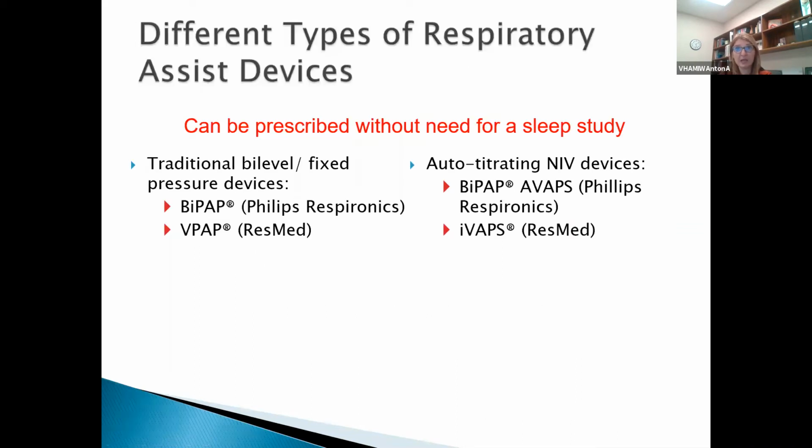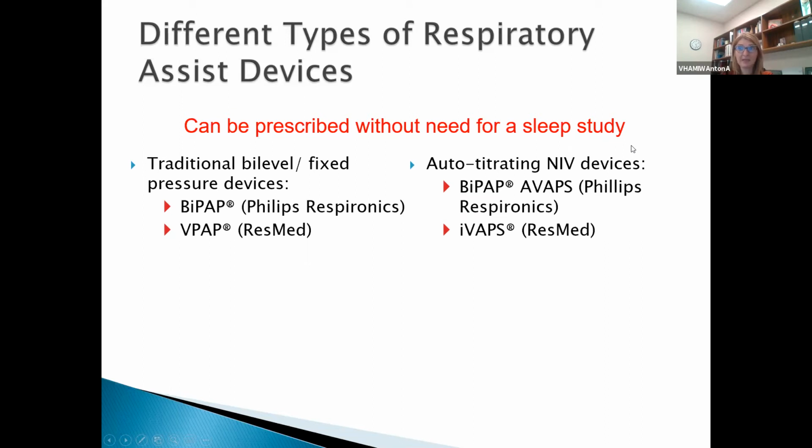There are different types of respiratory assist devices. Those are what we call the machines that deliver the non-invasive ventilation. And I put it in just to emphasize that if you qualify based on the different criteria that I shared before, you do not need a sleep study. Patients do not need a sleep study to start non-invasive ventilation.